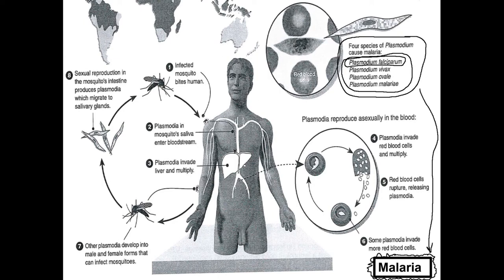So let's have a look at the transmission route. It's kind of a cycle. The reservoir would be the infected person, and it's passed between infected humans. It's chicken and egg, really. Let's say that this person has malaria, and the first stage would be for the female Anopheles mosquito to take a blood meal out of an infected human.